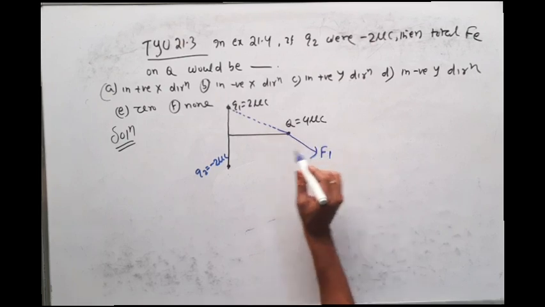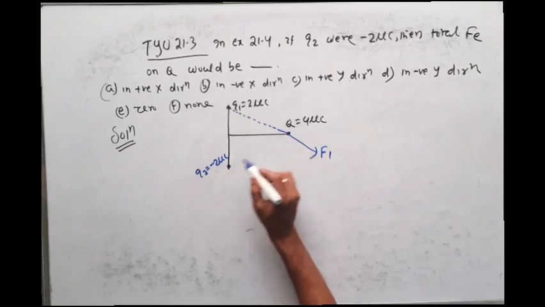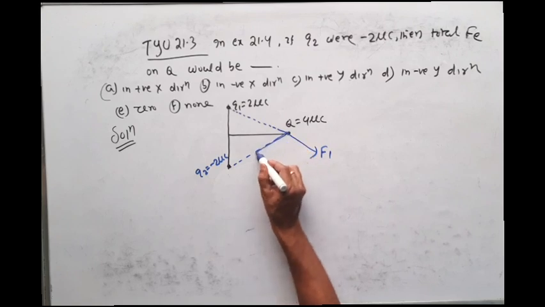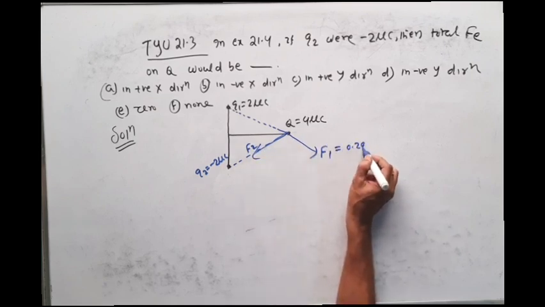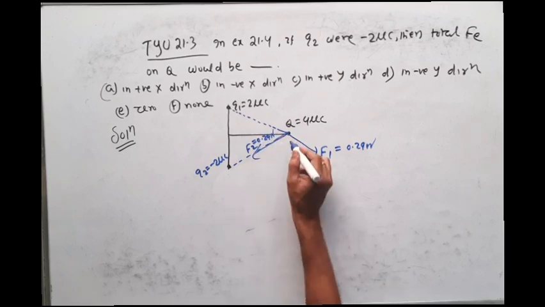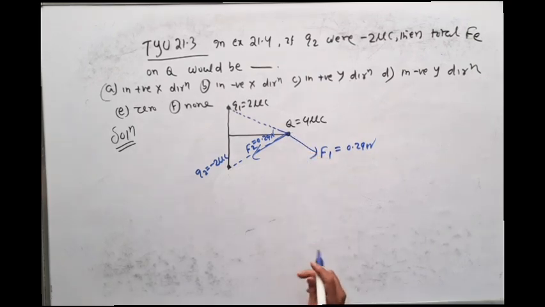This is say F1. And this Q2 is a negative charge, this is positive charge. This negative charge will attract this positive charge towards it. So this is say F2. And both magnitude, F1 is 0.29 Newton, here F2 is also 0.29 Newton. Now if we calculate what is the total force on this Q charge, then what will be the direction of the force? So it is very simple.